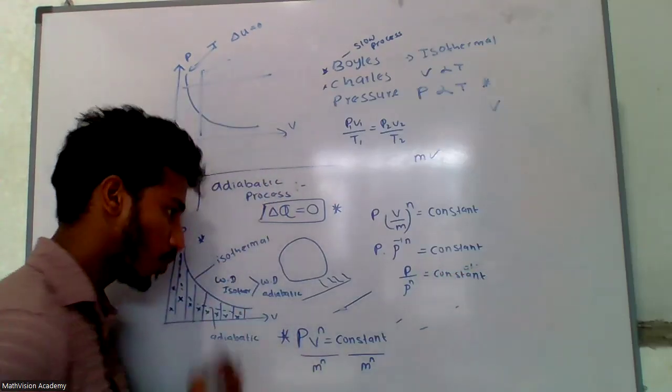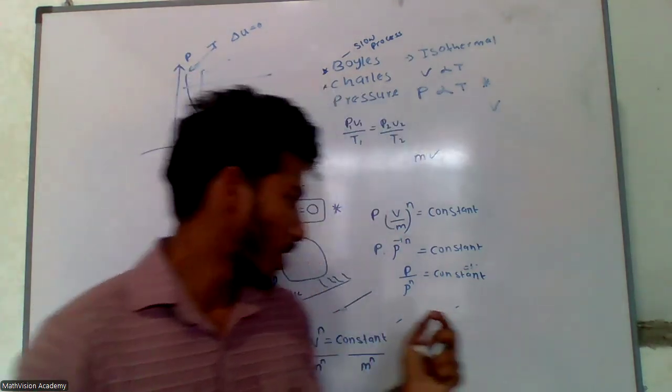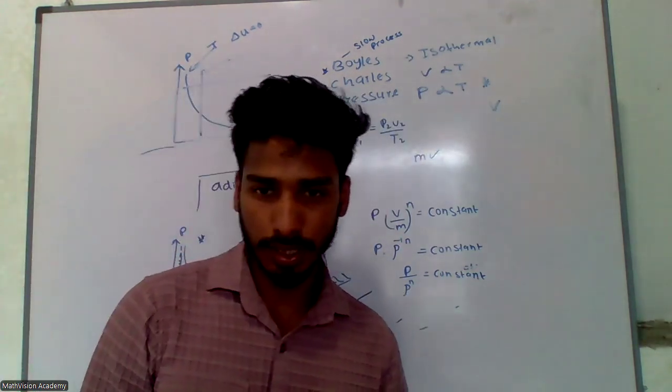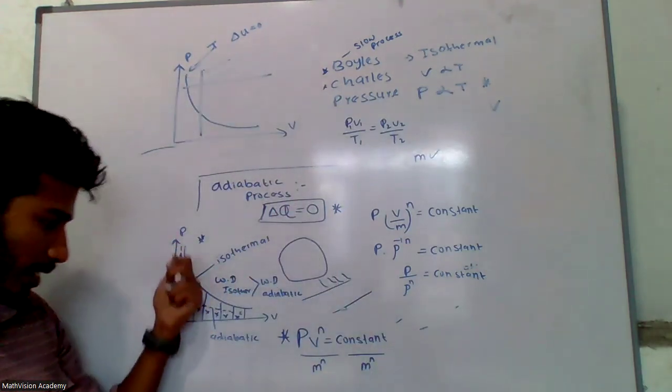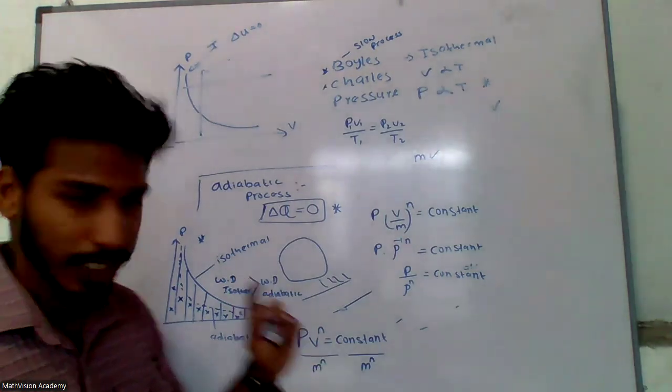Okay, there are some small things to note down. Nothing much in detail for this adiabatic process. The only thing you should remember is that heat exchange is 0, and the curve is steeper than the isothermal line. This is my governing equation.